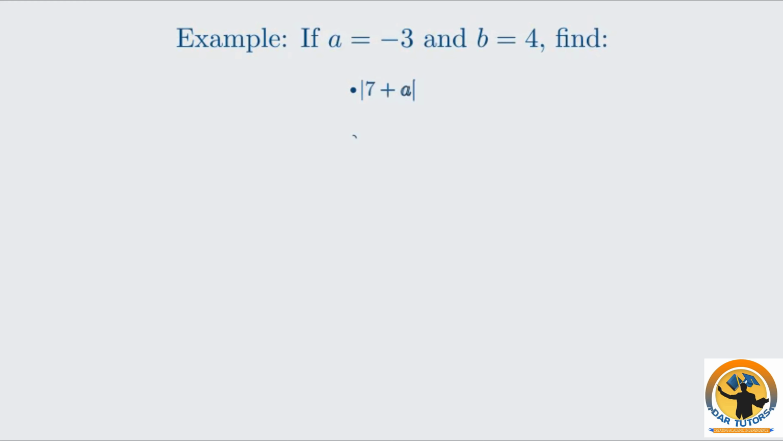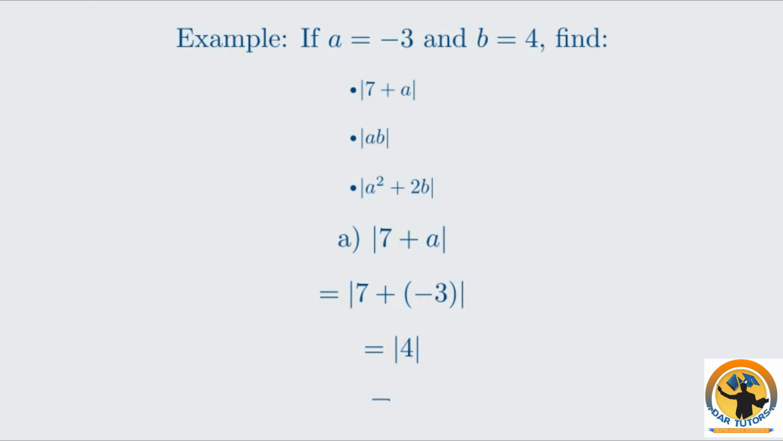Now let's see how to apply this definition to evaluate expressions. We'll work through a few examples. Suppose we are given that a equals -3 and b equals 4. We need to find the value of three expressions. For part A, we need to find the modulus of 7 plus a. We substitute the value of a into the expression. This simplifies to the modulus of 4. Since 4 is a positive number, its modulus is just 4. So the answer is 4.